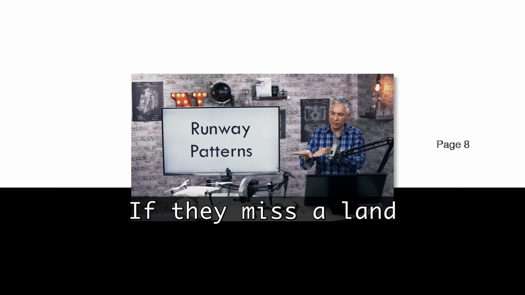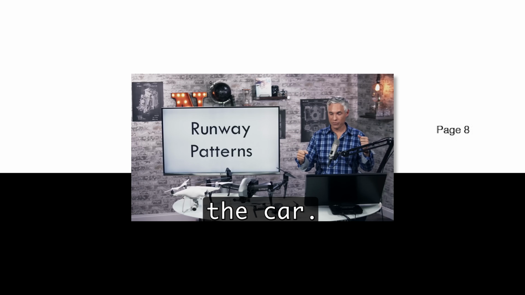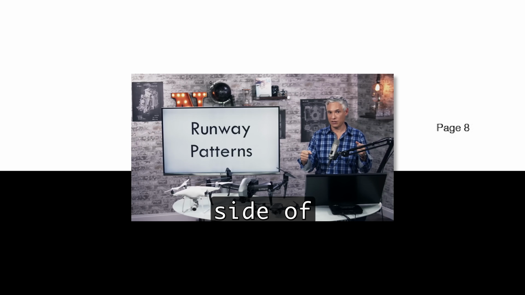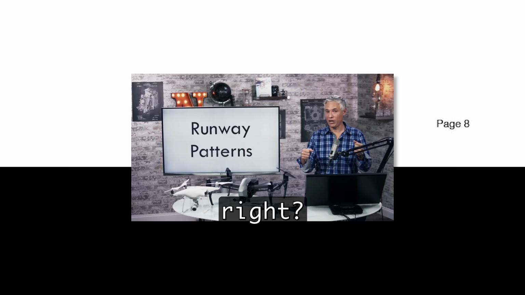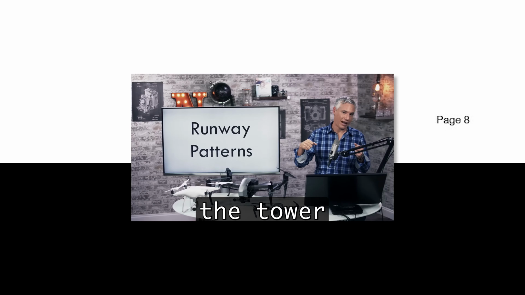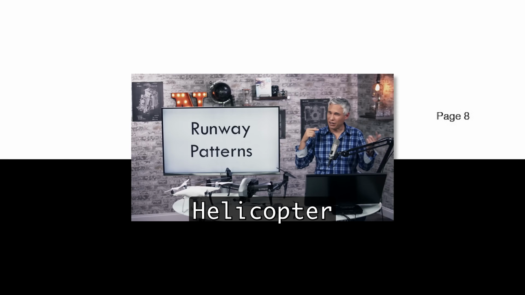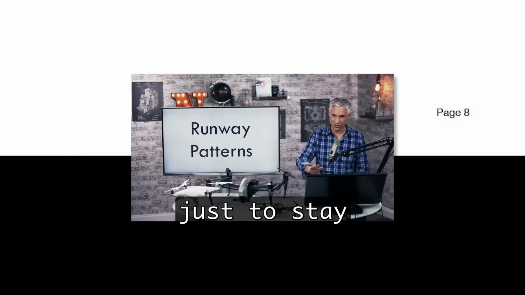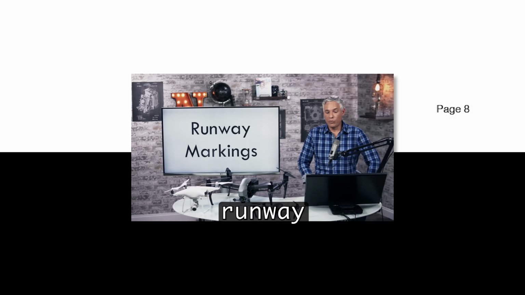If you have a hard time remembering that they need to turn to the left, think about it this way. We're in the US. The driver sits on the left side of the car. Planes work the same way. You sit on the left side of the plane. It's easier to look out your left window than your right window, right? So that way you turn to the left because it's just easier for you to see the tower and the runway and stuff. That's why they turn to the left. Helicopter traffic tends to go off to the right, just to stay out of the way of the fixed wing aircraft.